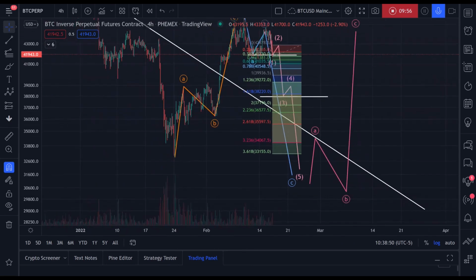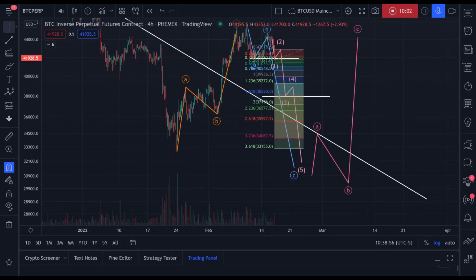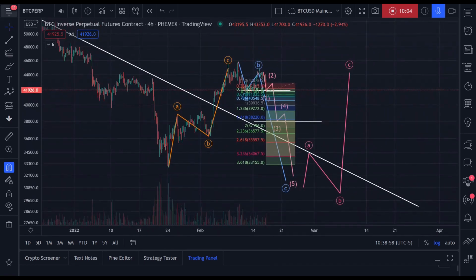Provided that's wave 3, I think we're going to get an extended wave 5. Why? What do we know about wave 5? We know wave 5 typically extends to the 618 of wave 2. Let's just say this wave 2 and wave 1 to 3 play out as we anticipate, right?